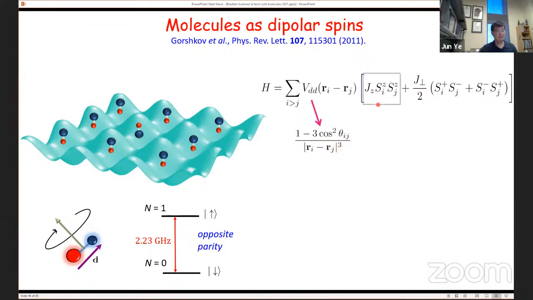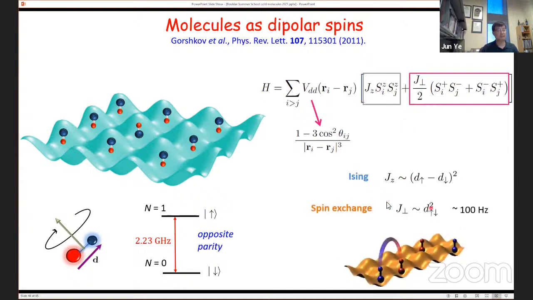And then inside you have the so-called spin exchange interaction, where the two dipoles, if one is up and one is down, can spin flip back and forth because of the dipolar interactions. There's also the spin Ising term, which is when the two dipoles are just placed nearby, and there's a DC interaction between them. That's the Ising term. And there's a spin exchange term when the dipoles have opposite orientation and they can exchange.